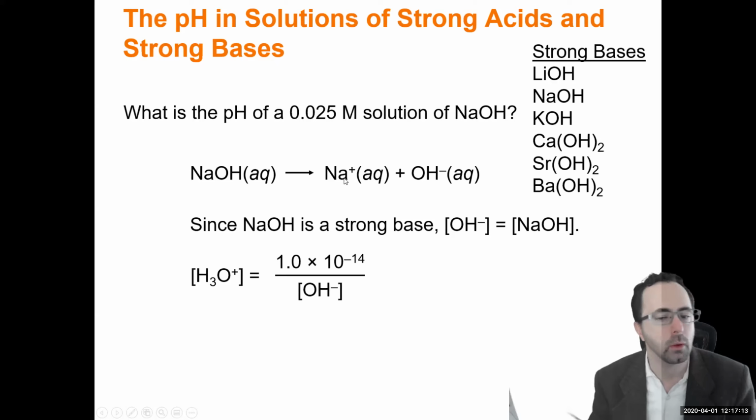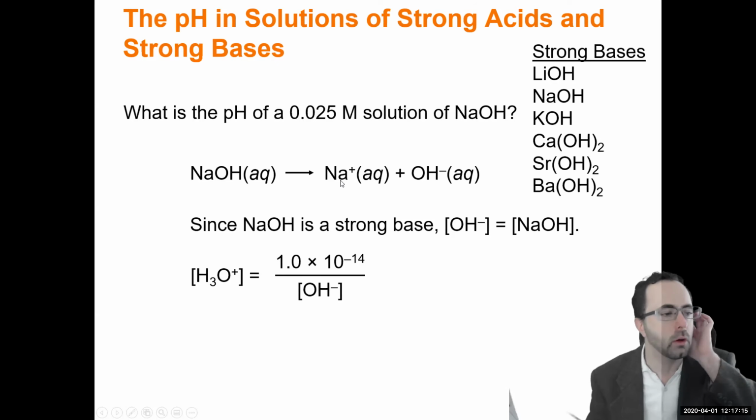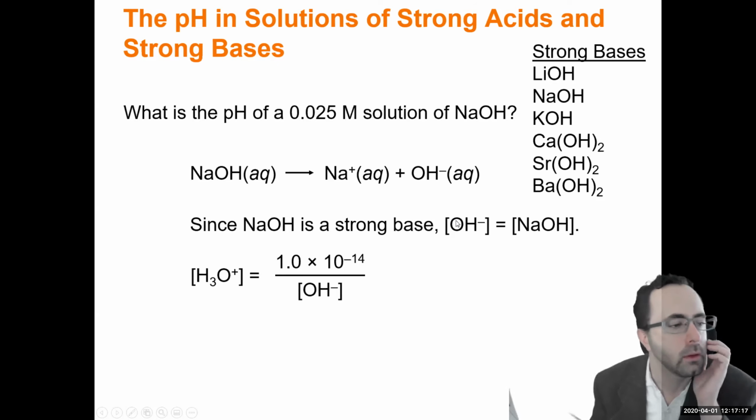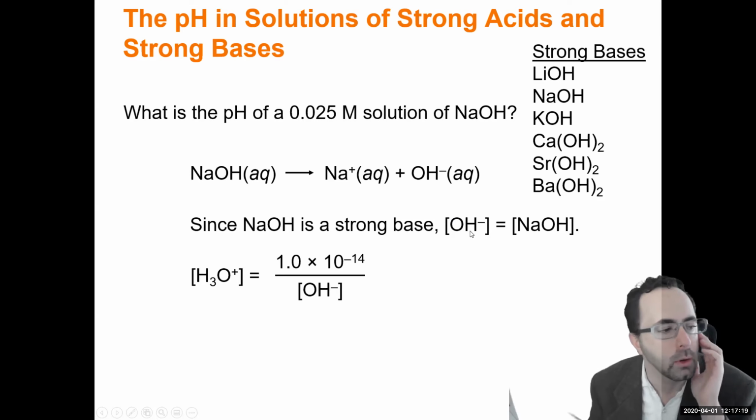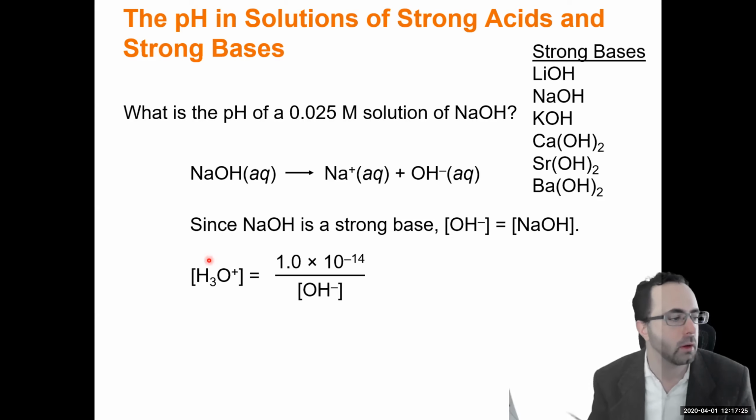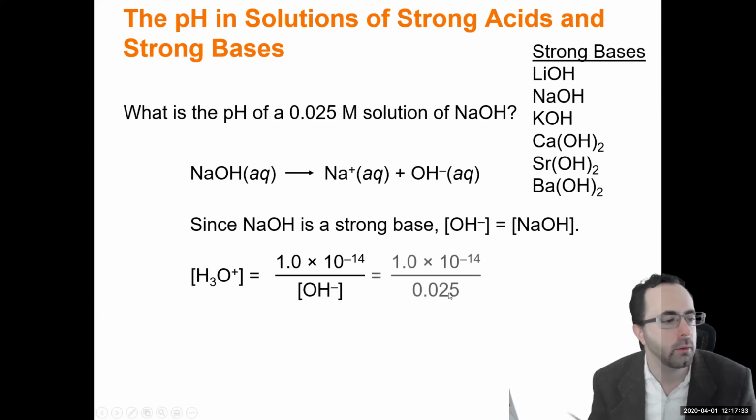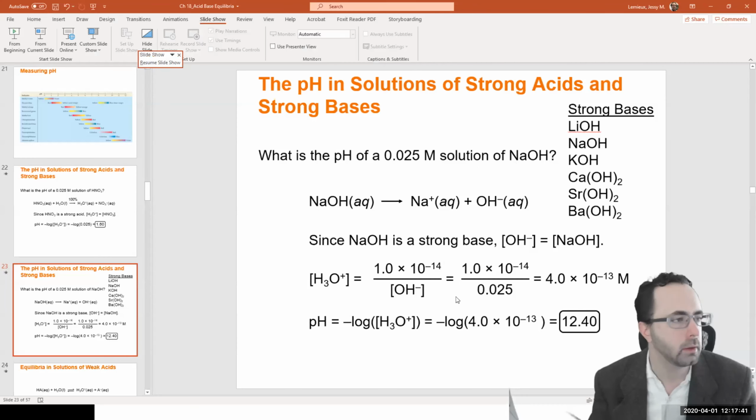And so if we want hydronium concentration, we want to get the pH, right? When we have hydroxide concentration, that won't get us the pH directly. We need to use Kw. So the hydronium concentration here will be the Kw over hydroxide. And the hydroxide concentration will be 0.025, so we'll put that in right here. And now we can calculate the hydronium concentration in our calculator.